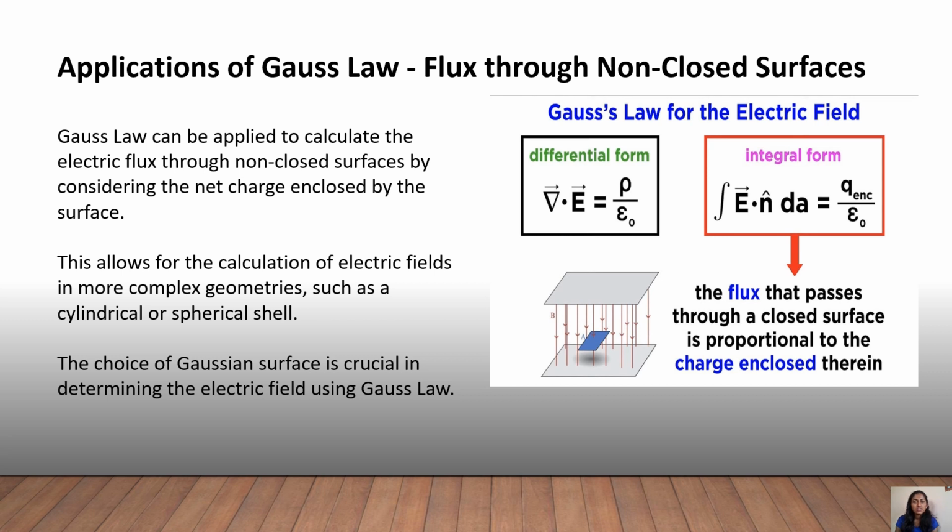Gauss law can be expressed for the electric field in a differential form. We use the formula divergence of E is equal to rho divided by epsilon naught. In the integral form, the closed surface integral of E dot n cap dA is equal to Q enclosed divided by epsilon naught. Here the flux that passes through a closed surface is proportional to the charge enclosed therein. And the choice of the Gaussian surface is crucial in determining the electric field using Gauss law.